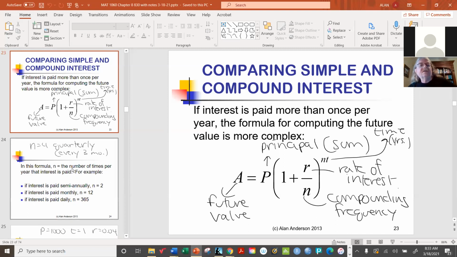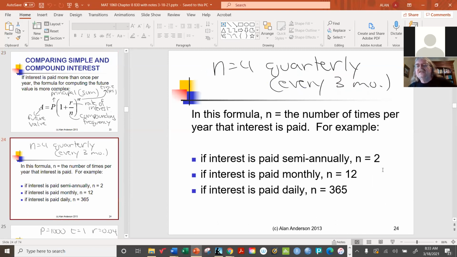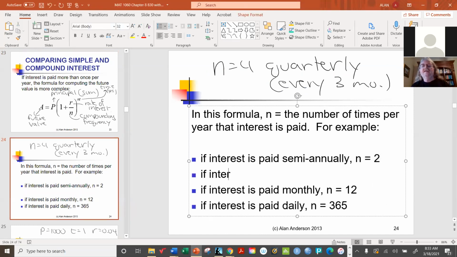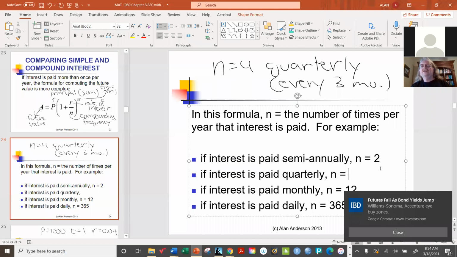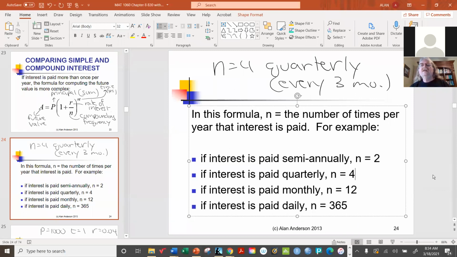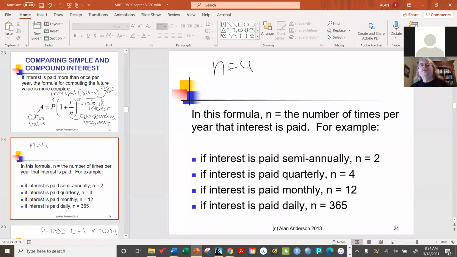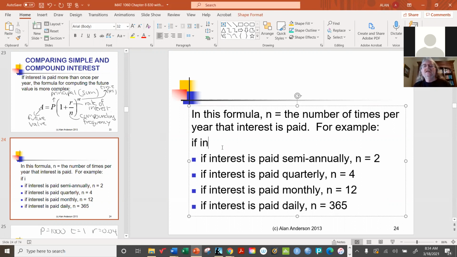Okay, so as far as the N is concerned, we've got several possibilities here. Actually, let me update this a little bit. Quarterly, we've got one more possibility in here, N equals 4. Those are the ones you're most likely to run into in practice. You're not likely to see anything bizarre like every 3 weeks. Usually compounding frequency is either annually, N equals 1, semi-annually, which is twice a year, N equals 2, quarterly, N equals 4, monthly is 12, and daily is 365. So in that formula, the value of N depends on how frequently the interest is paid to our account.